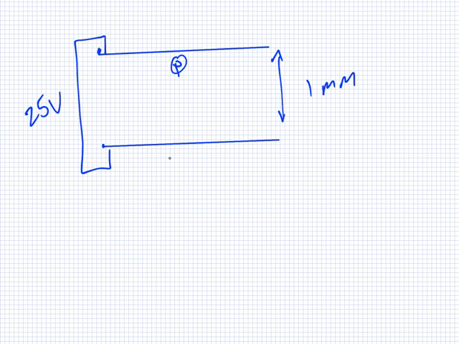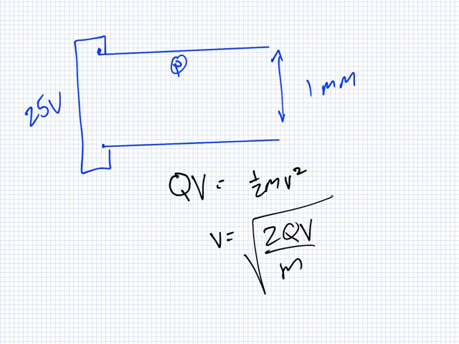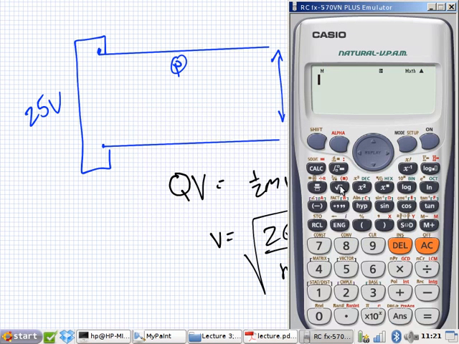Okay. Usual story here. QV equals a half mv squared. So v equals the square root of 2QV over m. Right, let's just hit that in. 2QV over, what number is that proton, please? 1. Okay, this is the v, 69 kilometers per second. Now I don't want the v, I want the t.